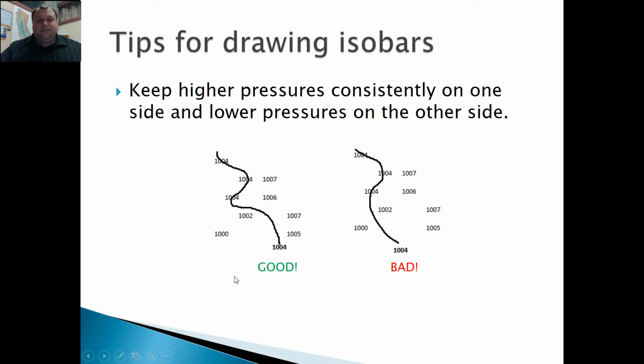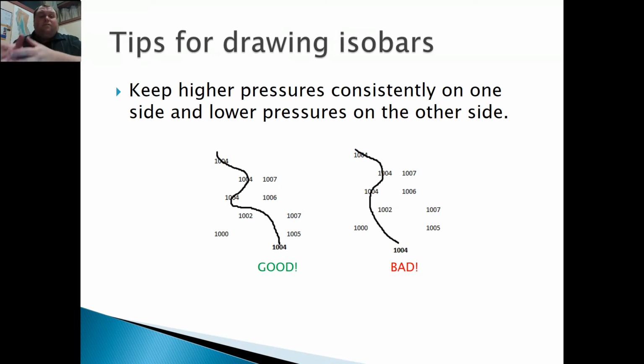Meanwhile, using that same map over here, what you actually notice is that this 1004 millibar line doesn't do the same thing. It doesn't divide lower from higher. Instead, there's 1002 that's lower over here that just so happened to be snuck on the other side. So this is an incorrect isobar. So when you're drawing your isobars, you want to make sure that you keep all of the higher values on one end, all of the lower values on the other end.